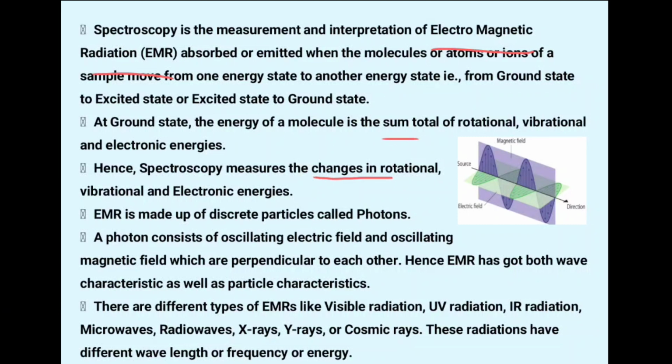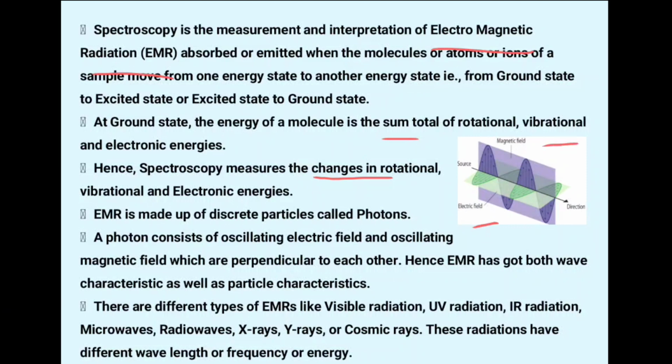Electromagnetic radiation is made up of discrete particles called photons. A photon consists of oscillating electric field and oscillating magnetic field which are perpendicular to each other. Hence, electromagnetic radiation has both wave characteristics as well as particle characteristics. You can see in the diagram electric field and magnetic field which are perpendicular to each other.